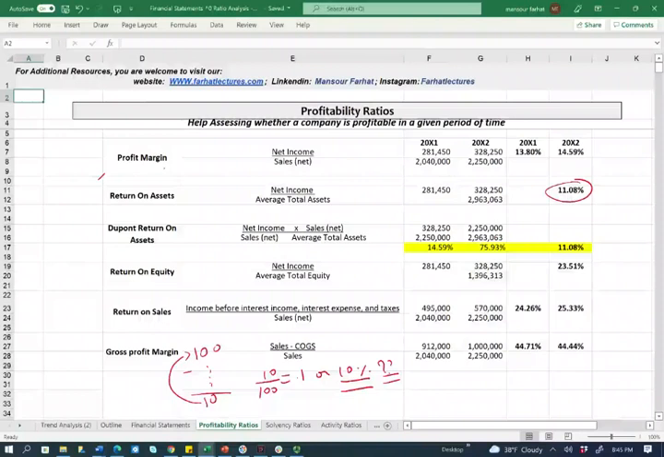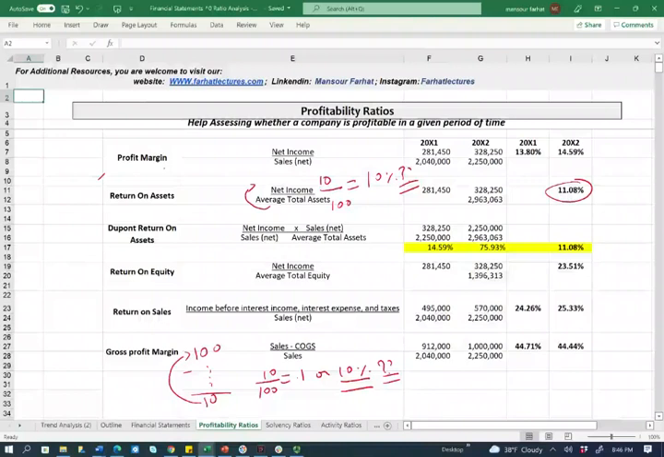How do we interpret this? Again, the best way to do this is to work with simple numbers. Let's assume you have net income of $10 and average total asset of 100. Well, you're gonna get 10%. How do you interpret this 10%? Well, here's what I can say. I would say that for every dollar in asset, I'm generating $10 in profit.